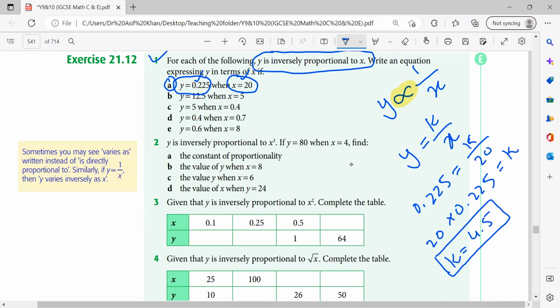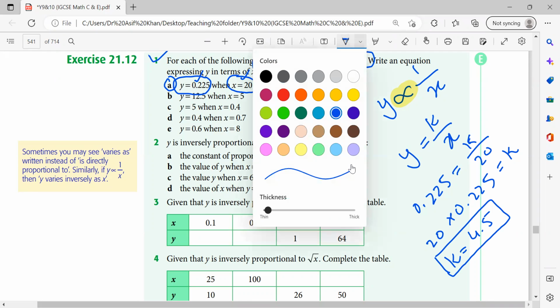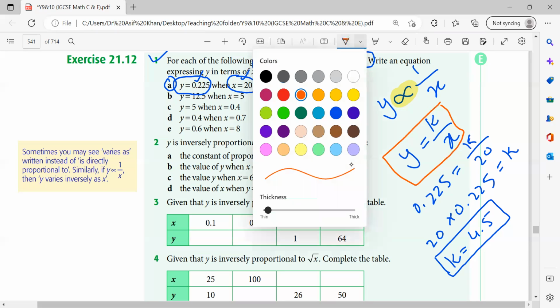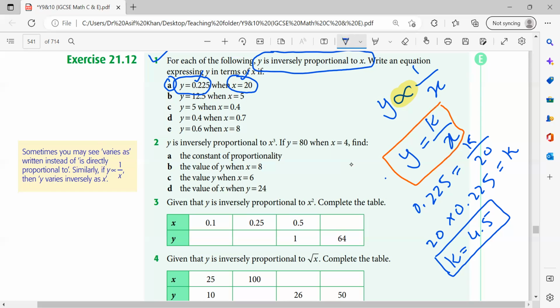Now, after finding the value of K, you will put this value of K in this expression here. So what will it be? When you substitute the value of K there, here I write Y is equal to, the value of K is 4.5, which you just calculated, 4.5 over X. So this will be our expression in terms of X and Y, part A.